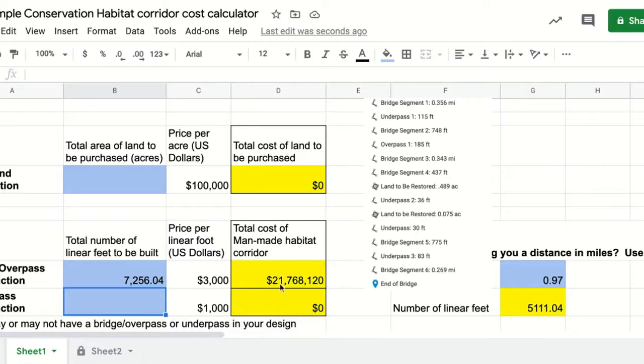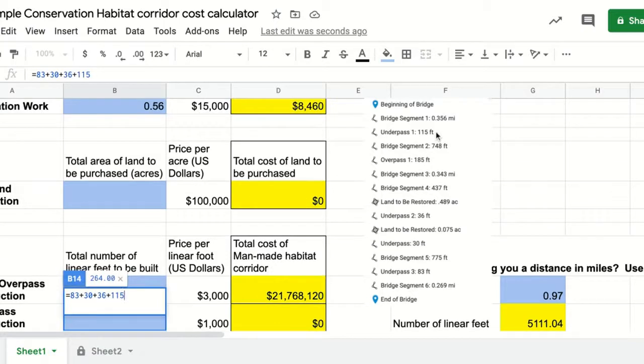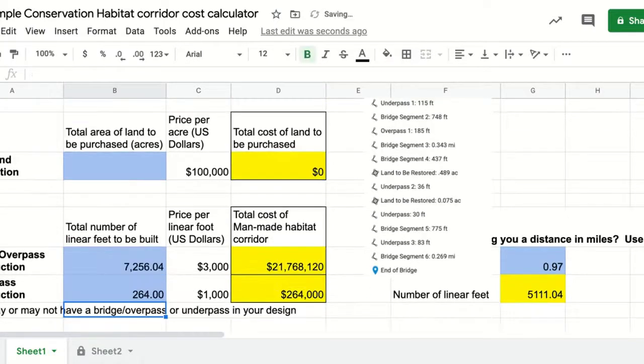And now here is the cost of all of those bridges and overpasses. Okay, that's a lot of money, but it is what it is. I still have some underpasses to count. So last one, underpasses: equals 83 plus 30 plus 36 plus 115 equals.